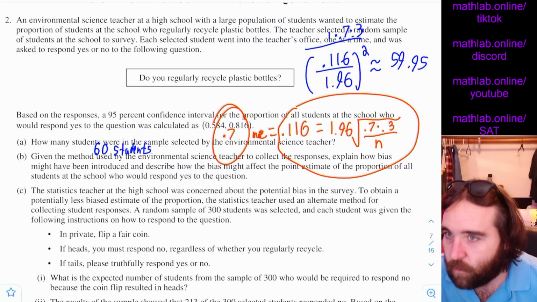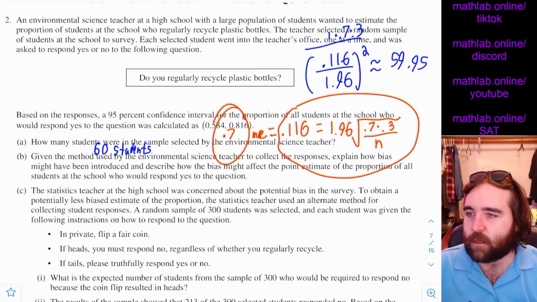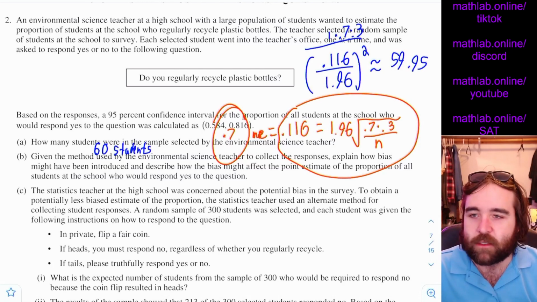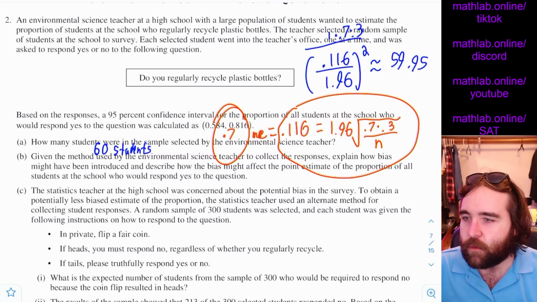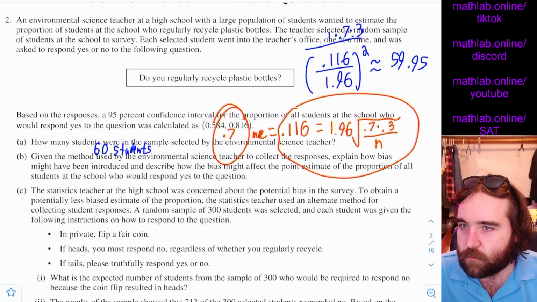But let's see here. So what is happening here? The teacher selected a random sample of students. Each selected student went into the teacher's office and was asked to respond to that question. It doesn't say who asked the question, though.